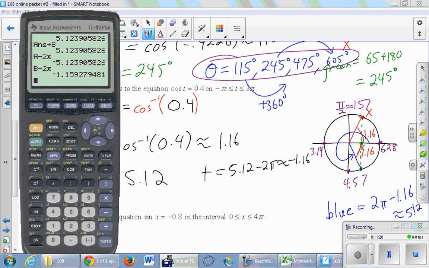So why don't we just start adding 2 pi's now? So instead of doing a minus 2 pi, we'll do a plus 2 pi. 7.44, that seems like a perfectly good answer.